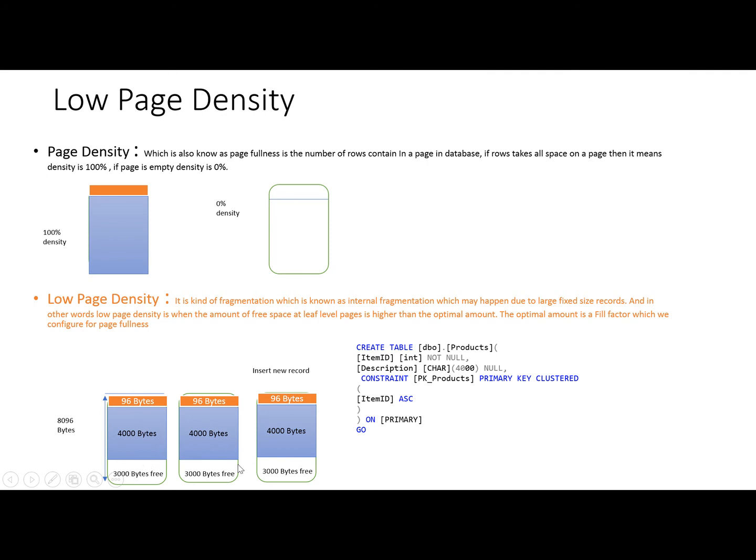And low page density means there is fragmentation on the pages, and this fragmentation on the pages is known as internal fragmentation. So this is low page density, which is one of the reasons, when we insert large fixed size records. There is another reason: when logical fragmentation happens, low page density can also occur. And this low page density now affects the performance of index scans.